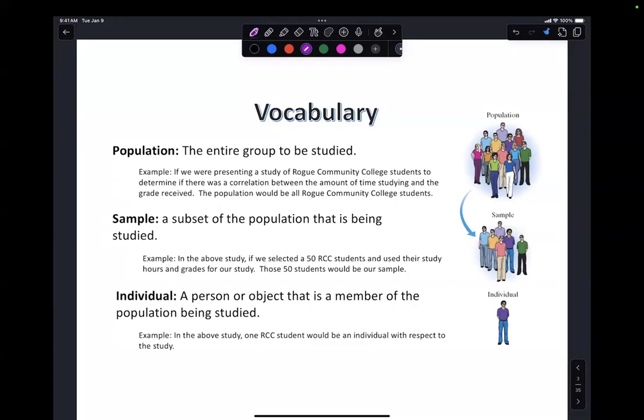So my sample would be like if I'm selecting 50 RCC students and asking them how much they study and what their grades are, those 50 students are my sample. Those are the people that I'm studying. An individual would be one RCC student. So one person, the one person whose data I have, one of those 50 or one of the whole population, that is an individual.